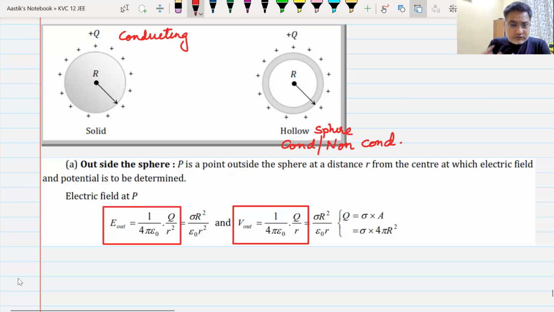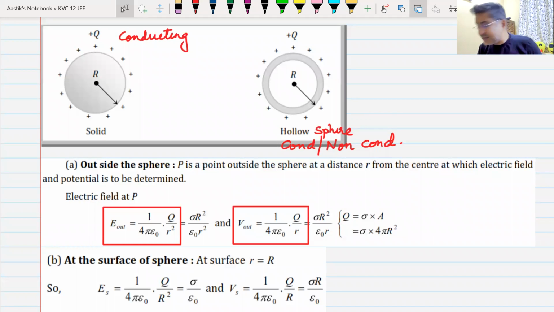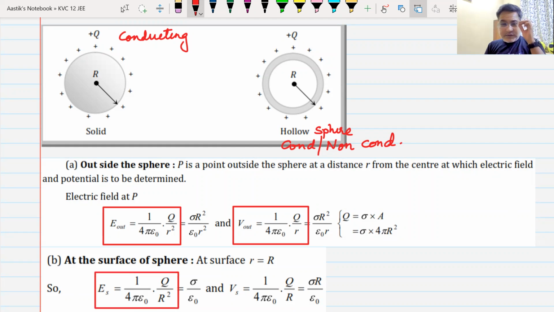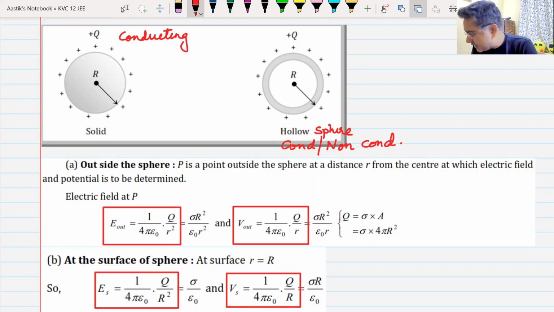From outside the sphere, we now slowly move towards the sphere, and the first point that we encounter is the surface of the sphere. What is the electric field on the surface of the sphere? We have also seen this formula, 1 by 4 pi epsilon naught, or kq by capital R square, where capital R is the radius of the sphere. Similarly, the potential on the surface of the sphere will be kq by capital R. Again, same as the electric field and potential created by a point charge.